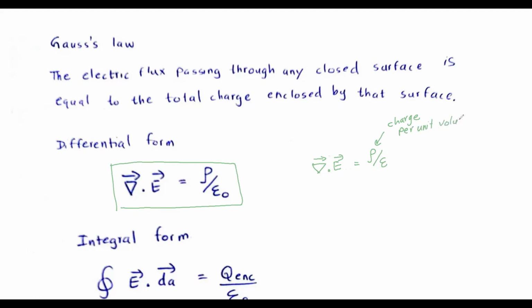So rho is defining the charge per unit volume. Then epsilon naught is defining the permittivity of free space.